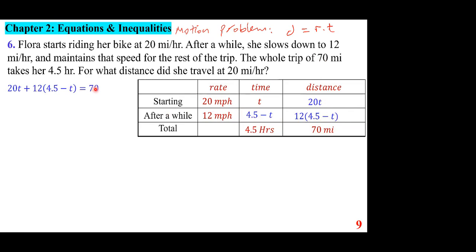And so we multiply these two, we get 54. Let me just write it on top of it. If we distribute, we get 12 times 4.5, which is 54, and then minus 12T. With 20T it becomes 8T. We are going to subtract the 54.